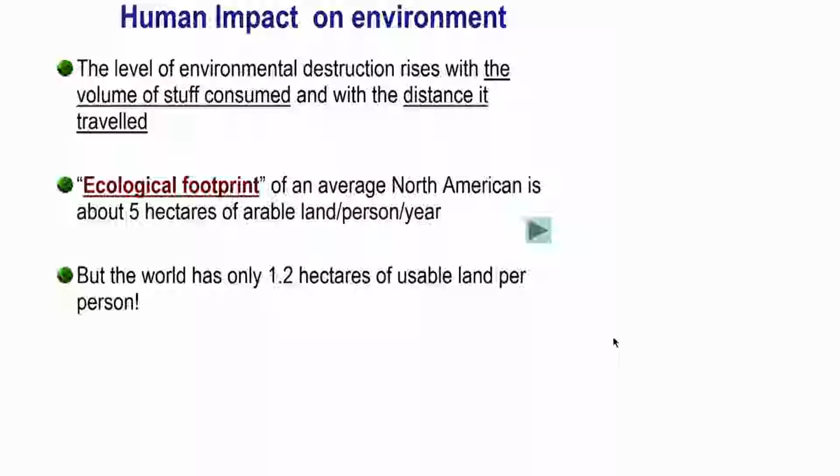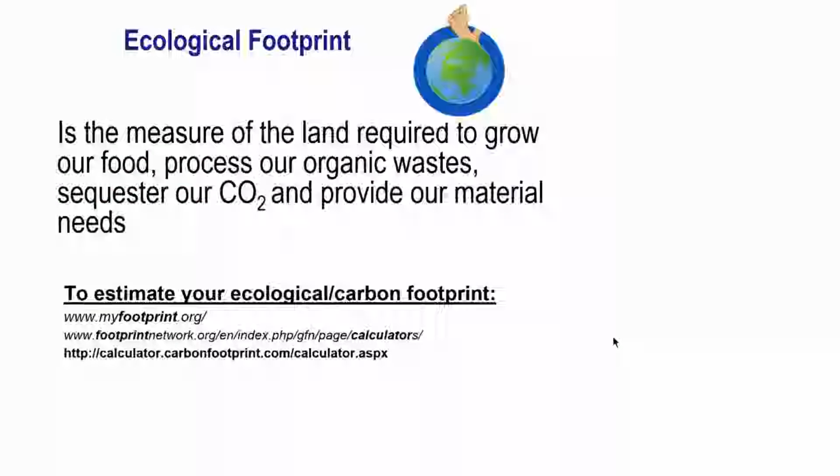The ecological footprint for any North American is about 5 hectares of arable or cultivable land per person per year. But the world has only 1.2 hectares of usable land per person. So if every person gets only about 1 hectare of land, and we are a very affluent society with a lifestyle equivalent to the upper middle class lifestyle, we will be requiring something like 5 earths instead of 1 earth. That is the meaning of this. So this ecological footprint is nothing but a measure of land. We can translate all our requirements into some form of land usage.